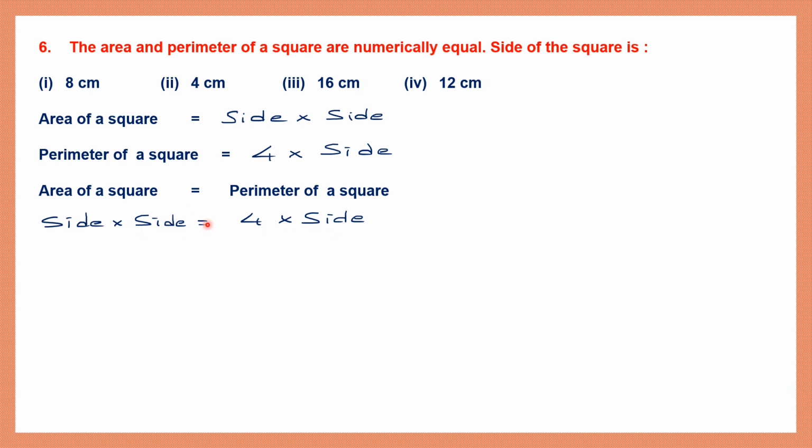I can remove one side here and from here because it's there on both sides. So I can remove this and I can remove this. So what is left is side is equal to 4. So here side is equal to 4 units. But since in our options we've been given centimeters, we can say side is equal to 4 centimeters. So now the area and perimeter are numerically equal. So our answer is option 2, 4 centimeters.